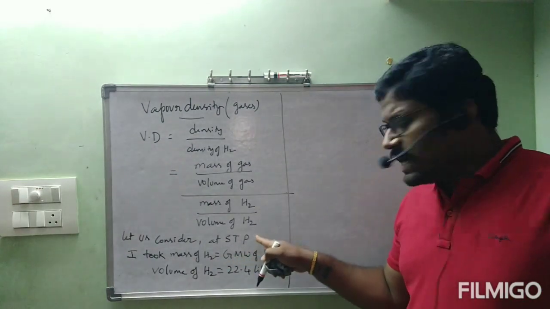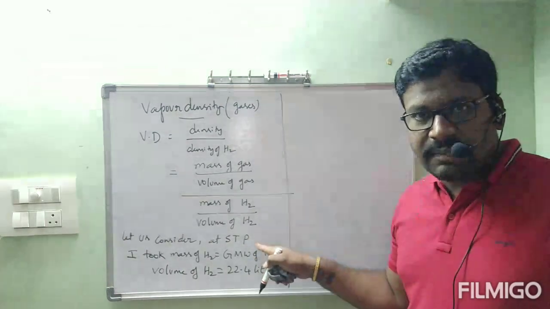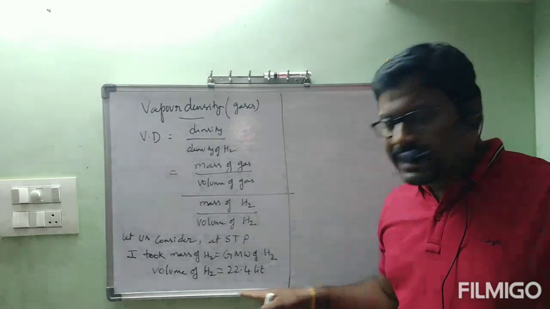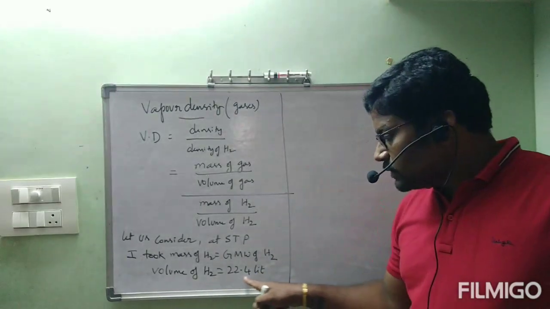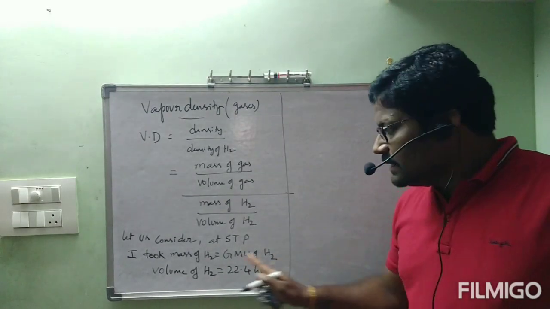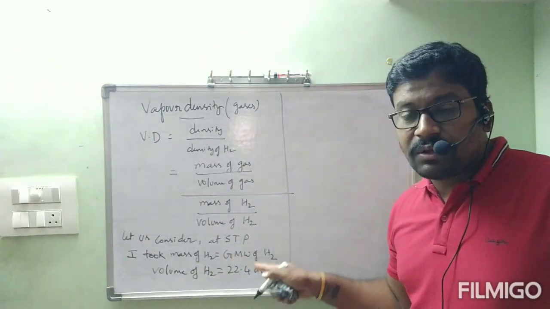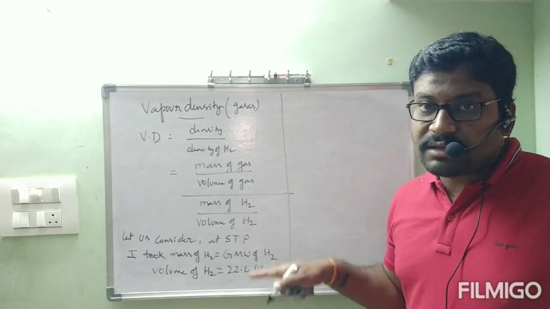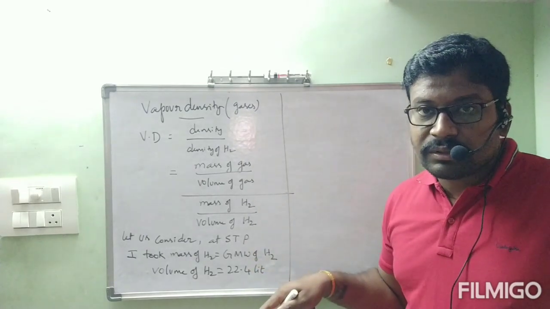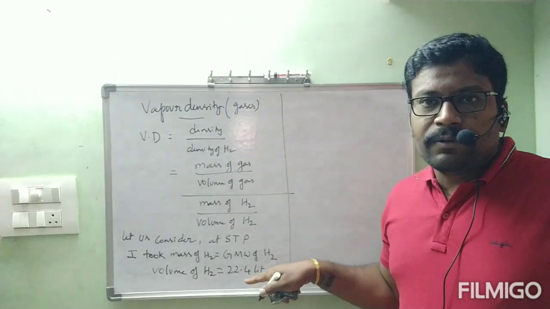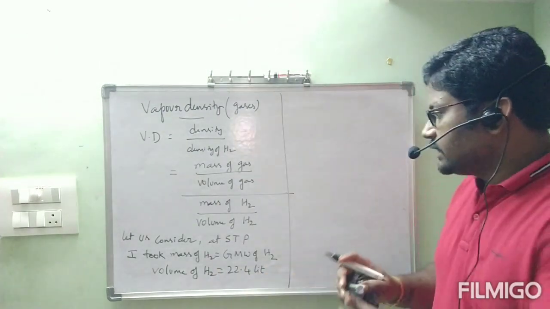1 mole of the gas at STP occupies how much volume? 22.4 liters. So I took volume of H2 is equal to 22.4 liters. Is it clear? I took mass of H2 as gram molecular mass of H2. Automatically, 2 grams of H2 will occupy 22.4 liters volume. Okay, next.